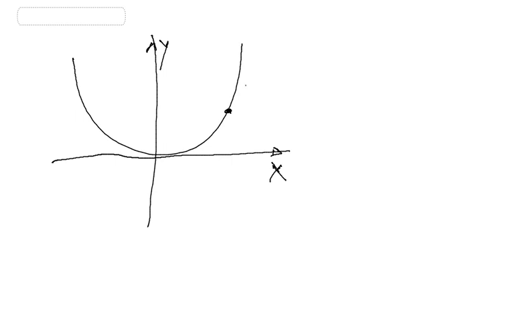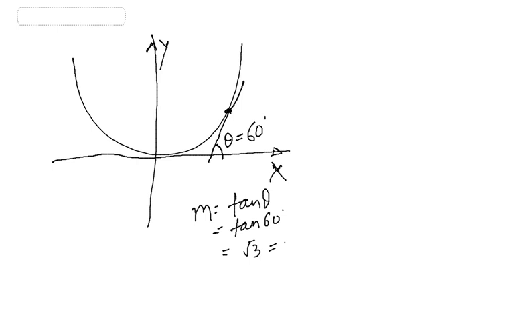As usual, I told you that at any point you just create the tangent. So this is the tangent, take the angle theta, and now take the slope. Slope is tan theta. Suppose this angle is 60 degrees, so this is tan 60, and tan 60 is root 3, which is positive. So here the differentiation dy by dx is positive.